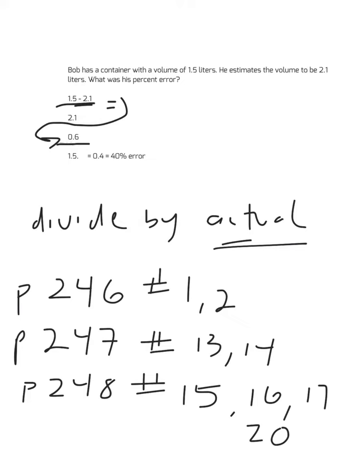So you are going to, again, find the absolute value of the difference between what the actual is and what he estimates, and that is 6/10. And we are dividing that by the actual, which is not 2.1, it is 1.5.